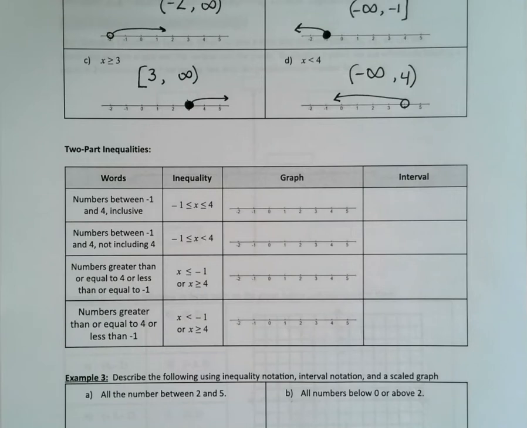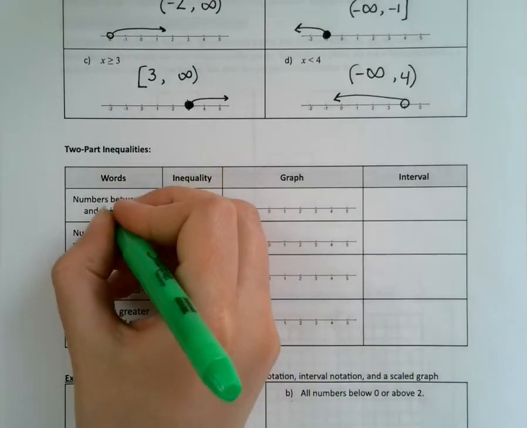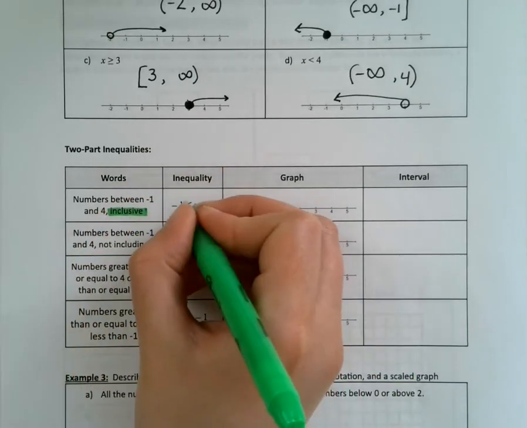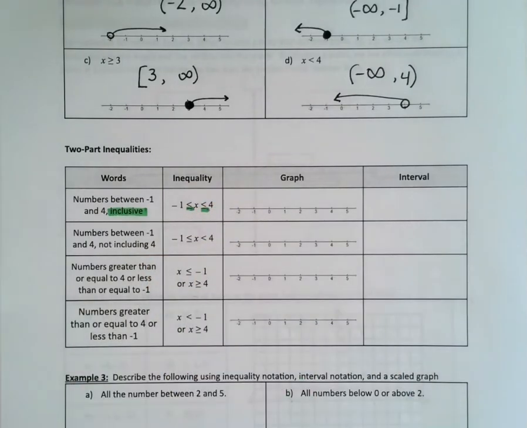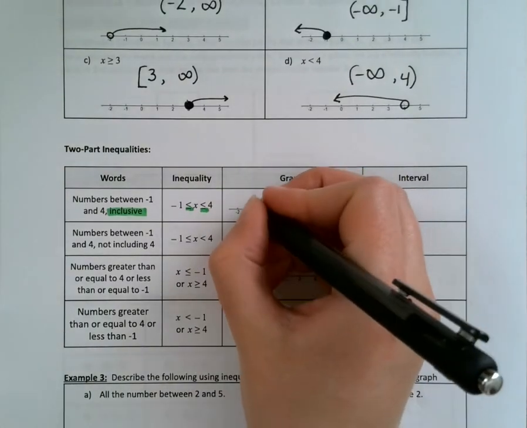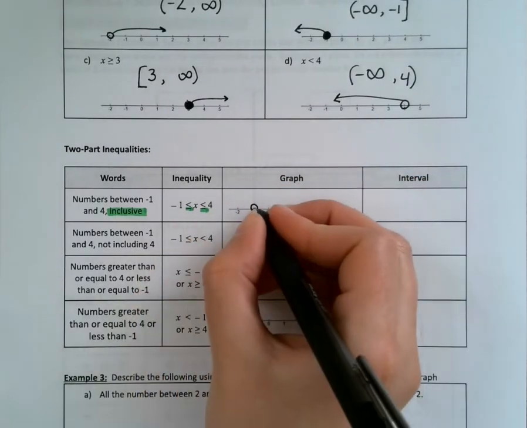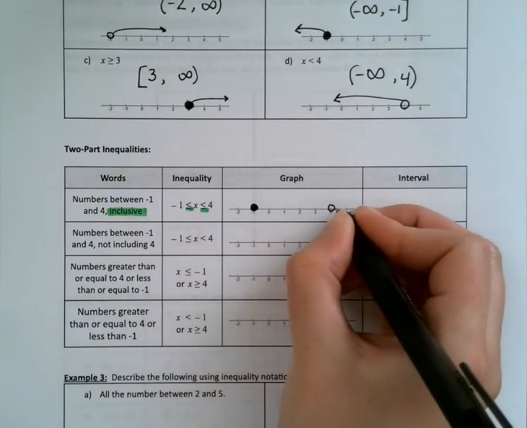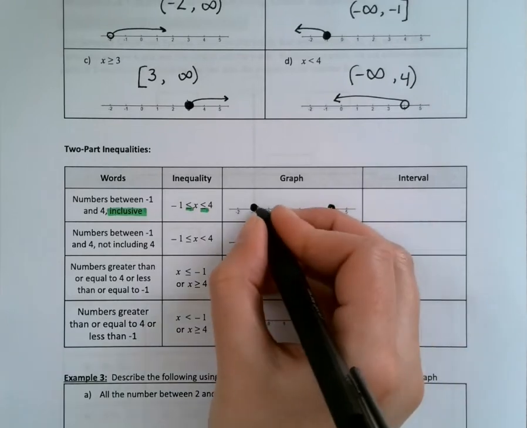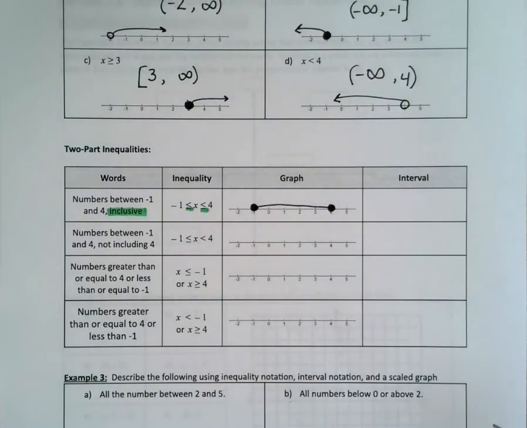First of all, I'm going to highlight that word because inclusive is the word that tells us we need those equal bars. So if I had it just in words, I would need to say inclusive to include those ends. So I'm going from negative 1 to 4, inclusive, equal bars, so we fill those in. And we connect our numbers. We're going from negative 1 to 4.